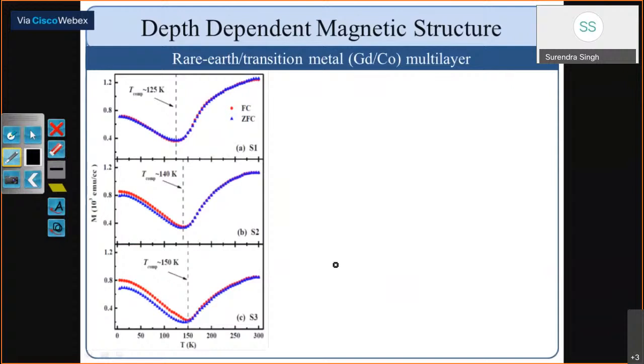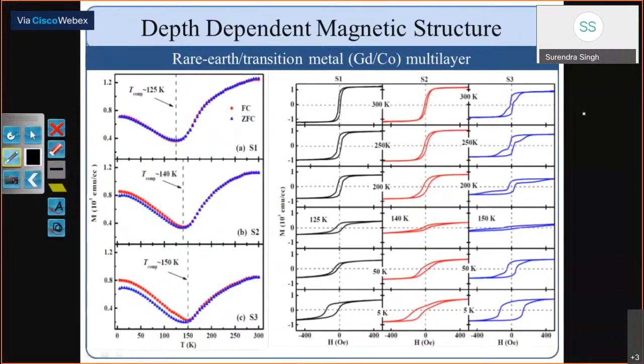Okay. And if you see the MH curves for these three systems, you'll see temperature dependent MH curves with really different nature. So S1, this is 300 K, then 250 K, 200 K, that way. At 300 K for S1, a nice ferromagnetic loop, and at lower temperature we are just getting a change, an increase in Hc. When we go around 125 K, we have a further change.